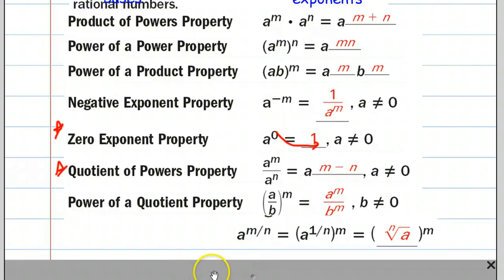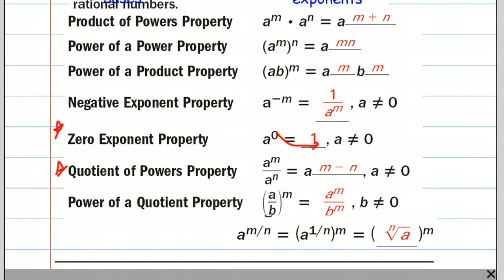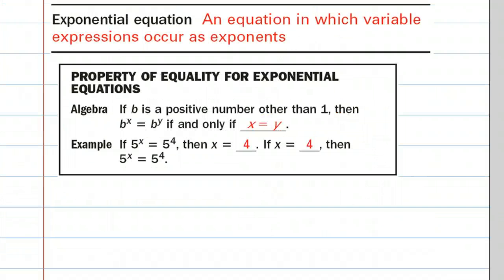Okay, so now why is this important? Because we're going to use this to solve something very important. So an exponential equation is an equation in which variable expressions occur as exponents. And so if b is a positive number, in other words, if the base is a positive number that's not 1, then b to the x is equal to b to the y if and only if x is equal to y.